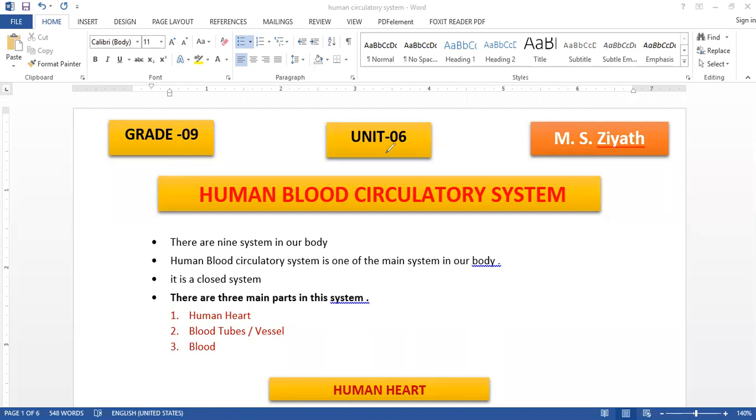And another point here: the human blood circulatory system contains 3 main parts. That is the human heart. Second one, blood tubes or blood vessels. And third one is blood.